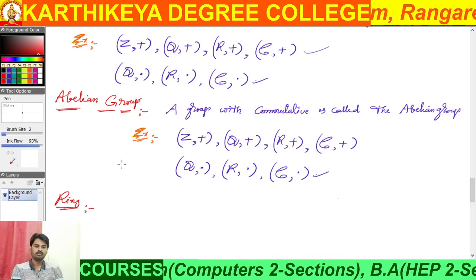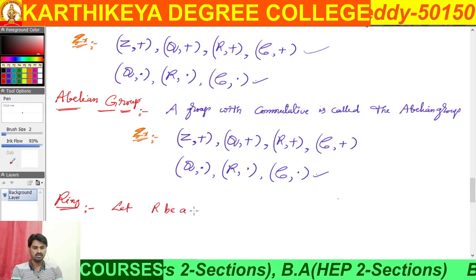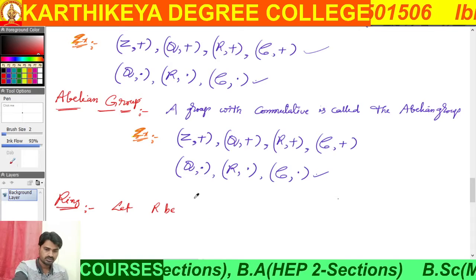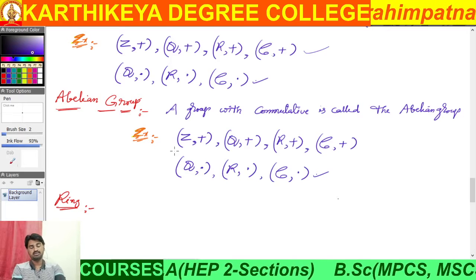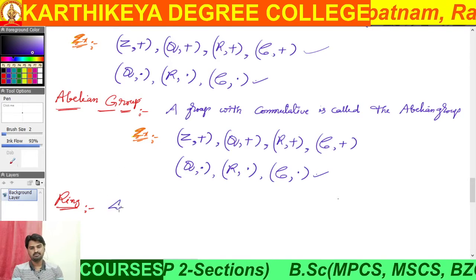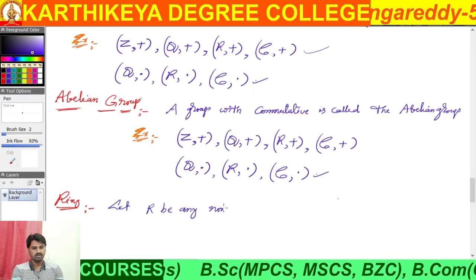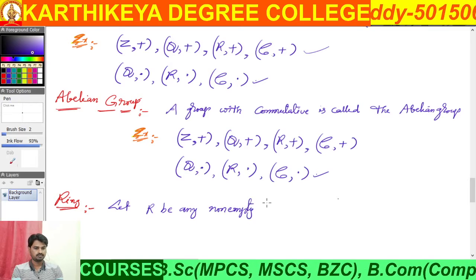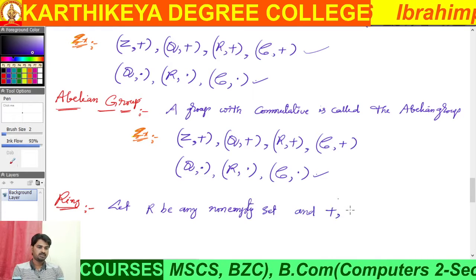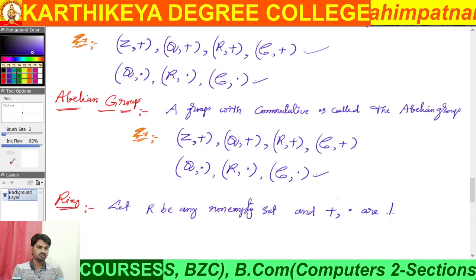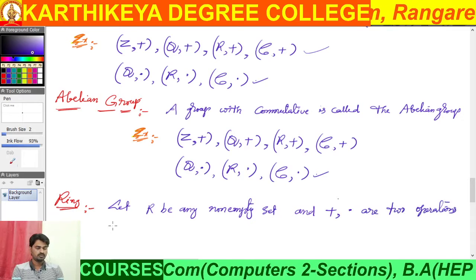So here two operations we have to take. Let R be a non-empty set. Here R means R, that is not the real number system, any set. Here I am going to take let R be any non-empty set, and plus comma dot, two operations on R.